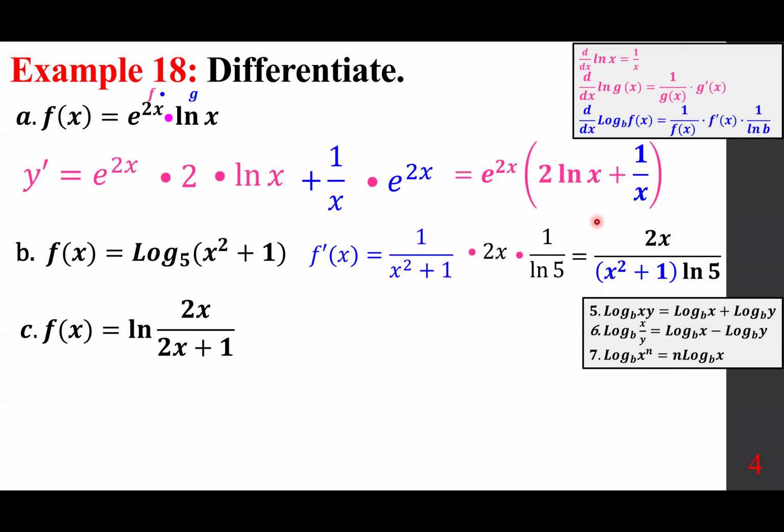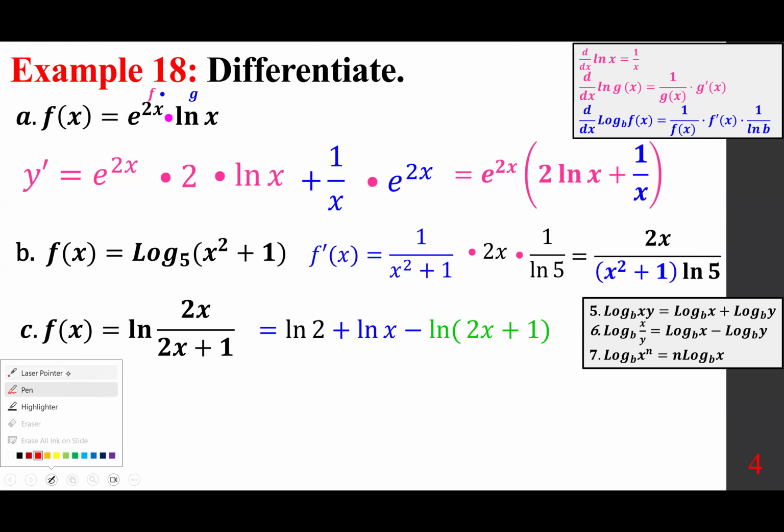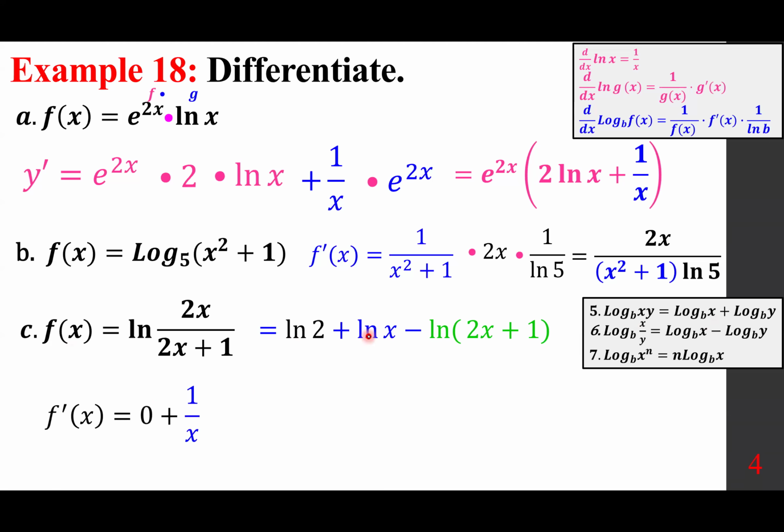In this case, we're going to decompose it first using number 6, the quotient rule: ln of the top minus ln of the bottom, ln of 2x minus ln of 2x plus 1. And ln of 2x, we use number 5, the product rule. So ln of 2x minus ln of (2x plus 1), and ln of 2x is ln 2 plus ln x. Obviously, ln 2 is a number, therefore its derivative is 0, and the derivative of ln x is 1 over x.